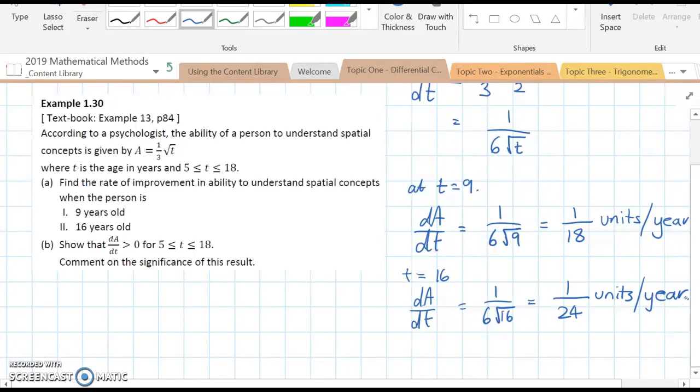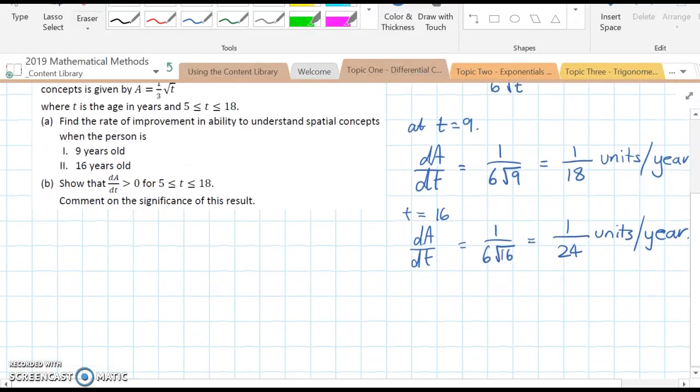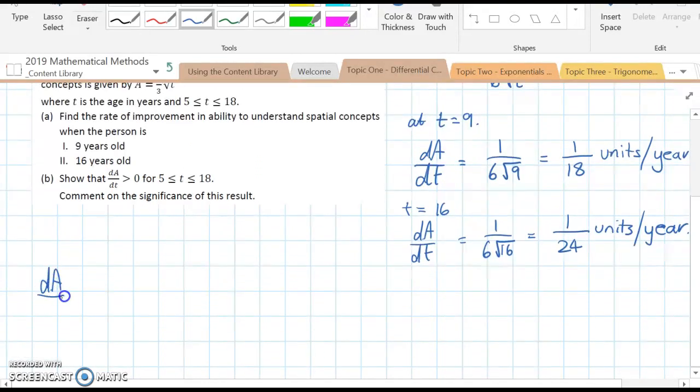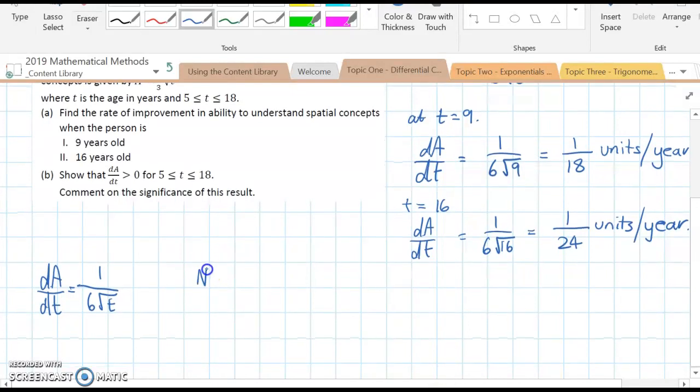For part B, we're trying to identify that this must be positive for the given domain that we were looking for. Now we've already found the derivative above, so if we restate that, what we're doing is looking at each component. The only variable that we have in that result is the square root t on the bottom. So if we look at the numerator, 1 is always greater than 0. If we had a function on the top, that could be a little bit more complex, but the numerator is very easy in this case.